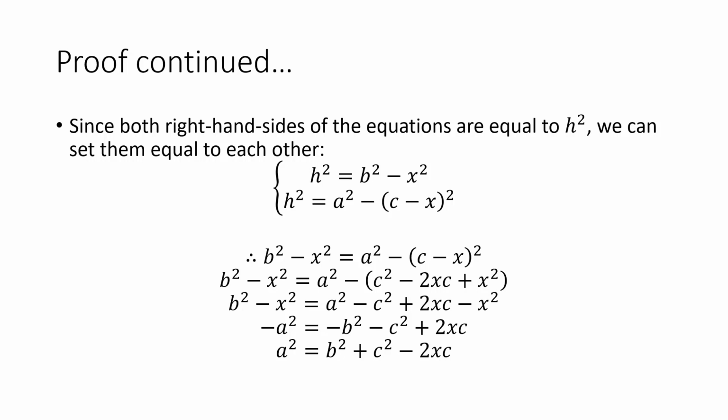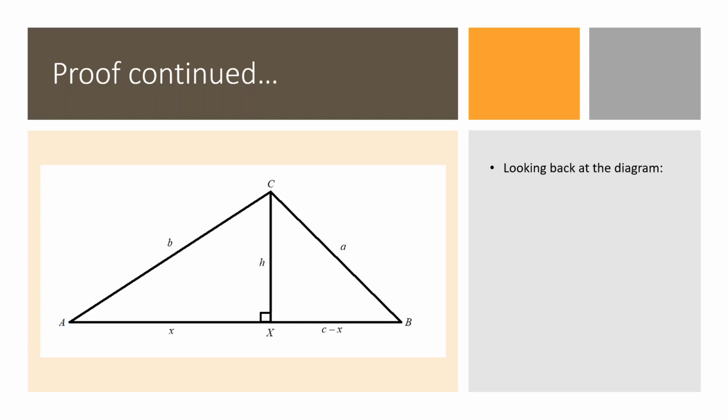Now here, we need to get rid of the x. We can't have an x in the law of cosines, and somewhere we need to introduce a b and a cosine of a. So how can we do that? Let's look at the diagram. We need a cosine where we have an x and a b.